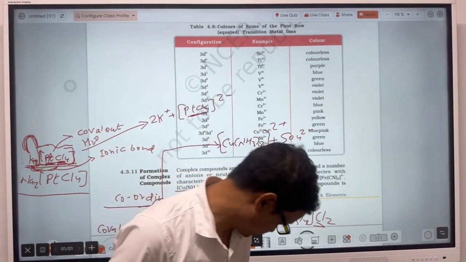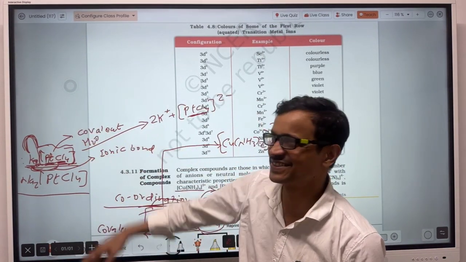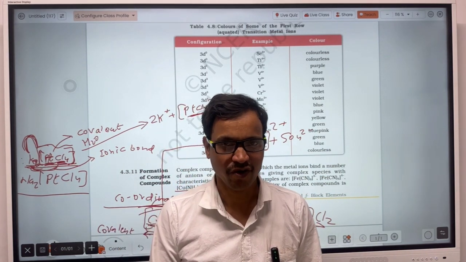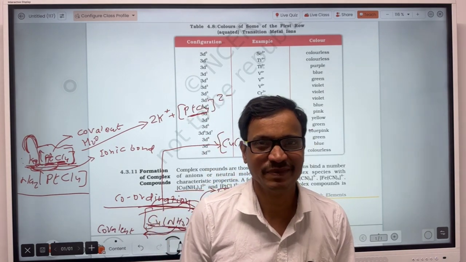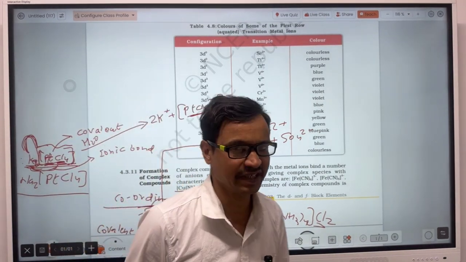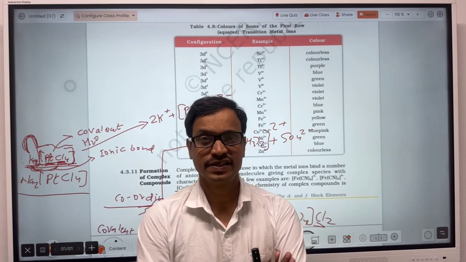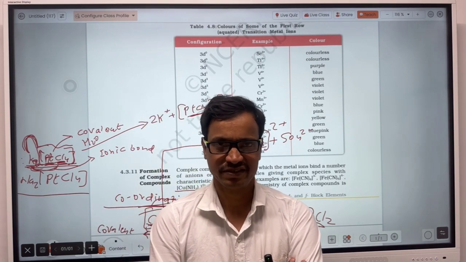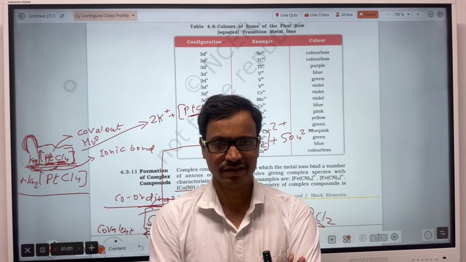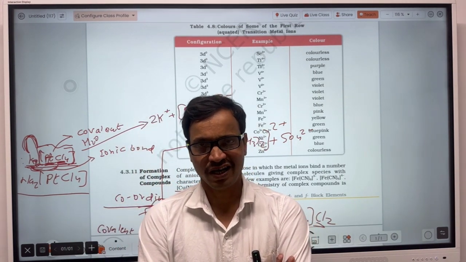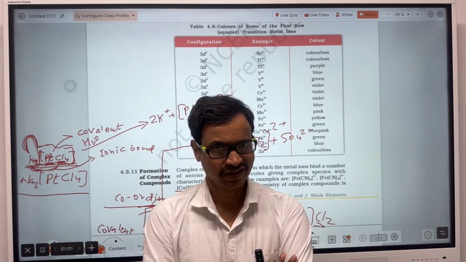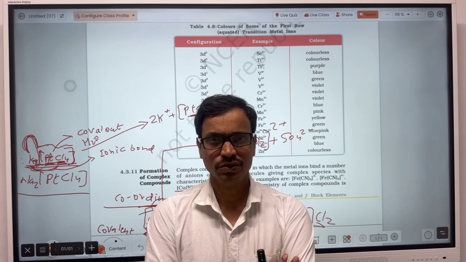But in the 12th board question, the question will not ask you to explain this as I have explained. The question will ask why the d block elements form complex compounds. So what happens in the d block elements? In the case of d block elements, there is presence of incomplete d orbital. So in that incomplete d orbital, some molecules containing lone pair of electrons, or the ions, donate their electrons and bond to the central atom through a covalent bond.